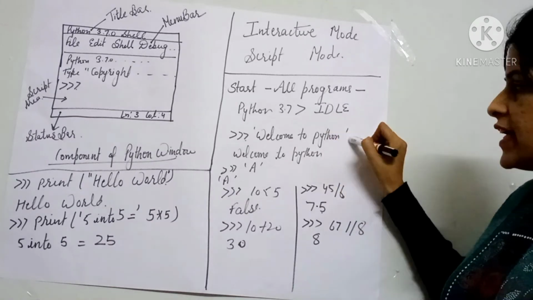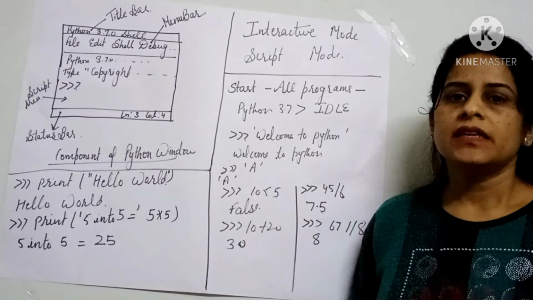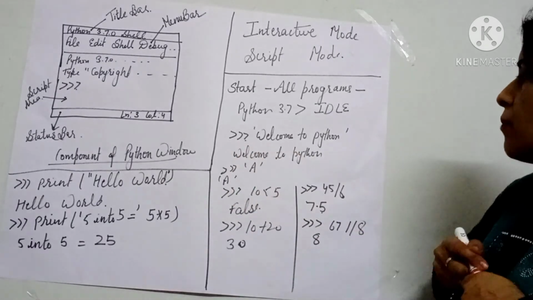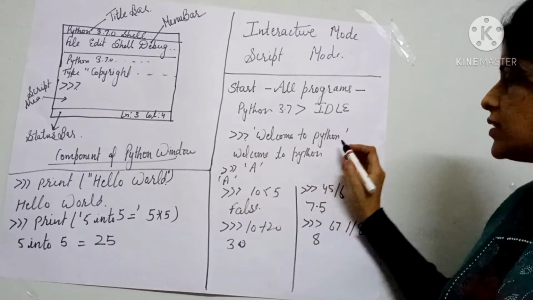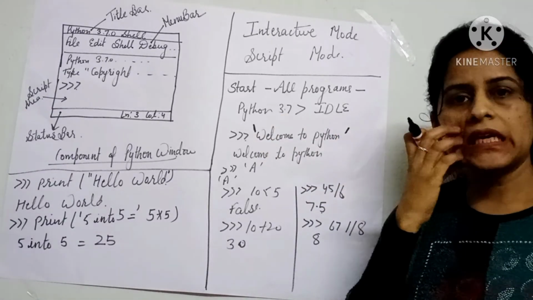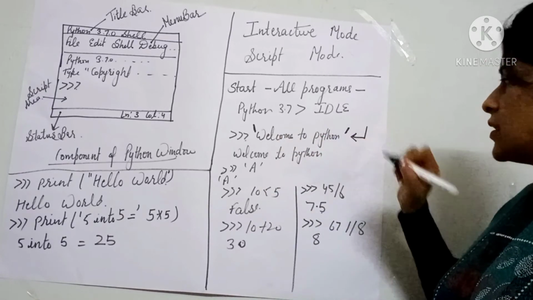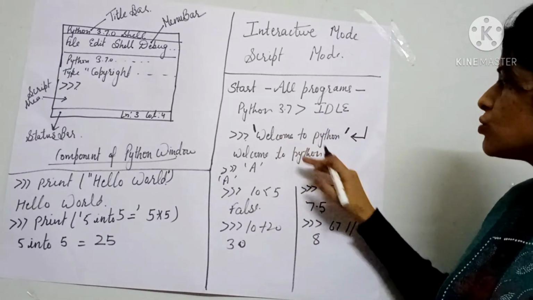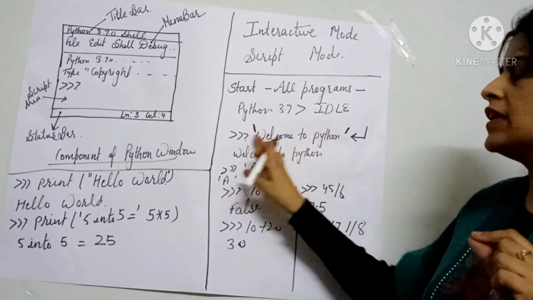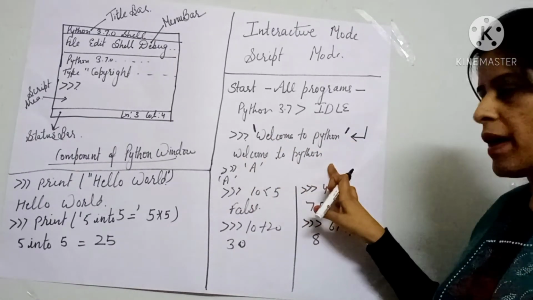When you go to IDLE, it will show these three prompts, and on these prompts we can type our command. At this prompt I typed the command welcome to Python, and I have given it in single quotes. After typing this in single quotes, you press the enter button. After pressing enter, it will show the same line. It gives you the output of the same line that you have written in the quotes. It is showing you welcome to Python.